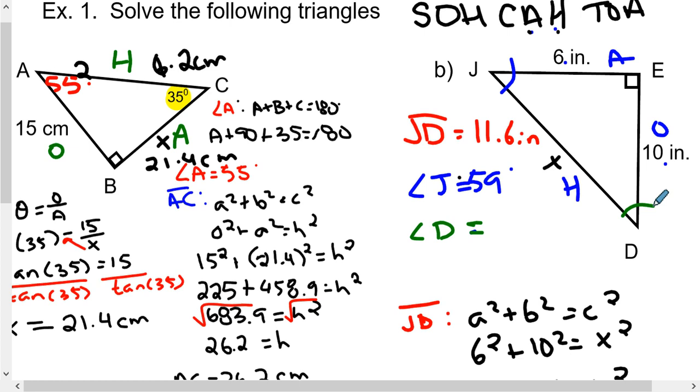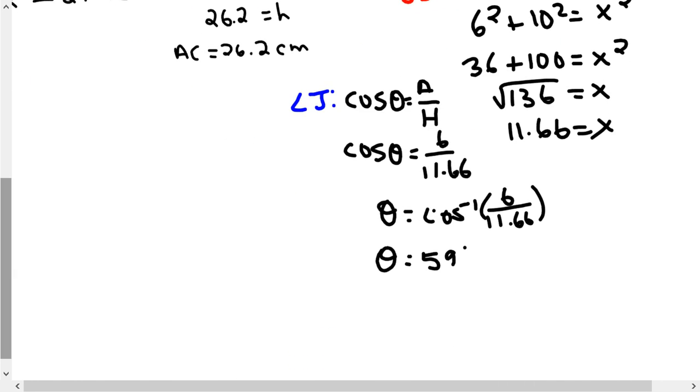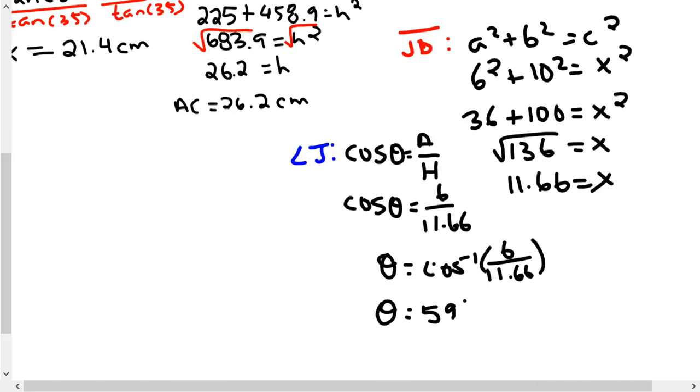So again, labeling my sides based off of angle D. That's going to have an opposite of 6, an adjacent of 10, and a hypotenuse of that 11.6, that one doesn't change. But my opposite and adjacent do have to flip because I'm looking from a different corner. Here I said I wanted to use sine, so I'm going to use opposite and hypotenuse. Let's get that one set up down here at the bottom.